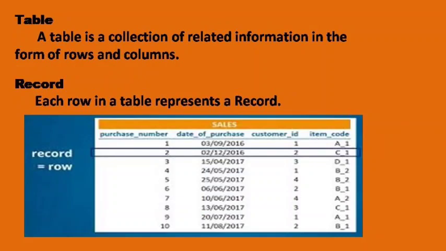Then what is meant by table? A table is a collection of related information in the form of rows and columns. The row is horizontal and the column is vertical. Each row in a table is represented as a record. Each horizontal row in a table is represented as a record. Here, this is a record.